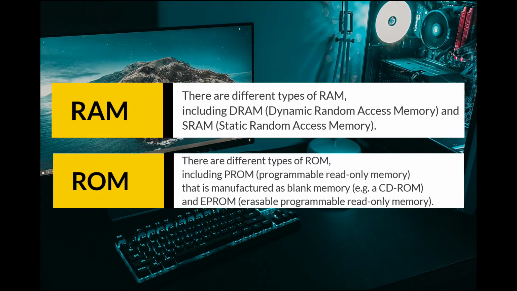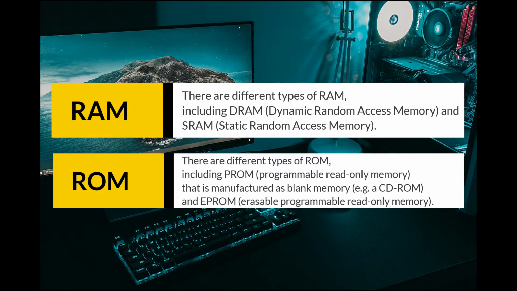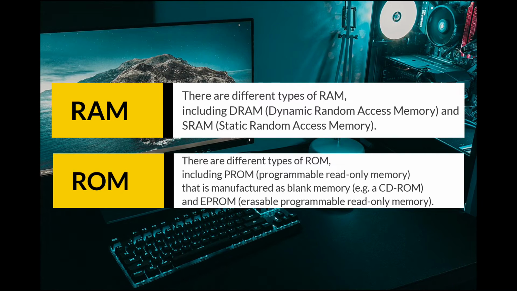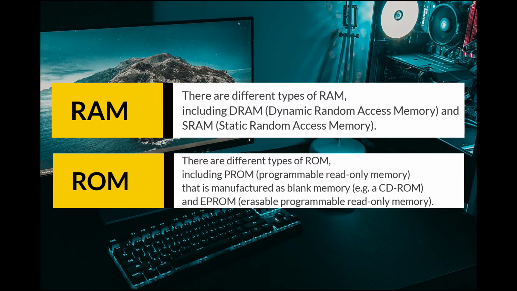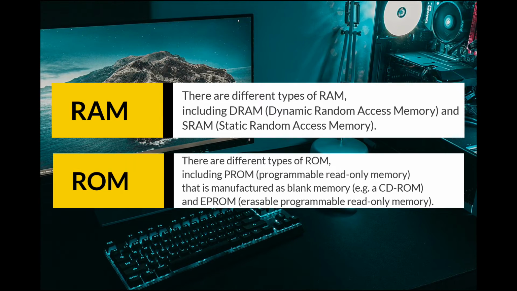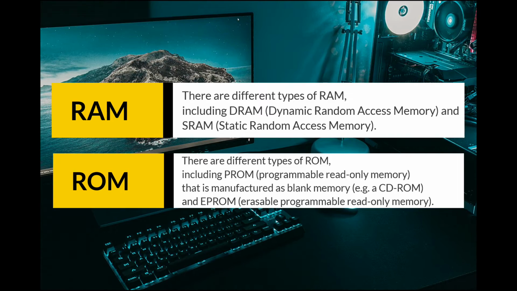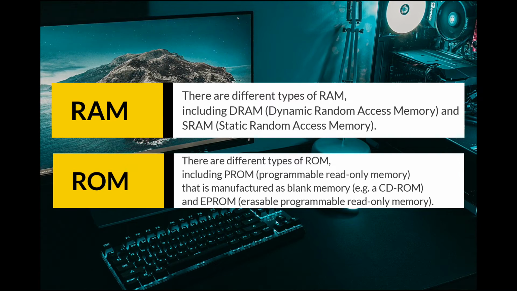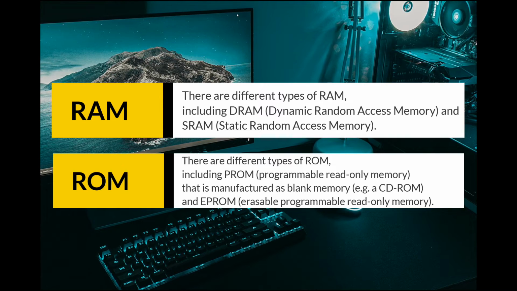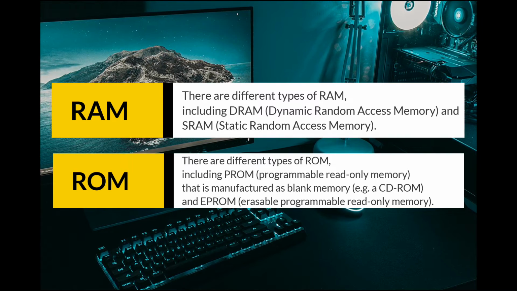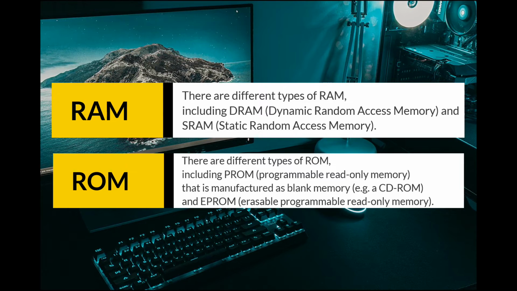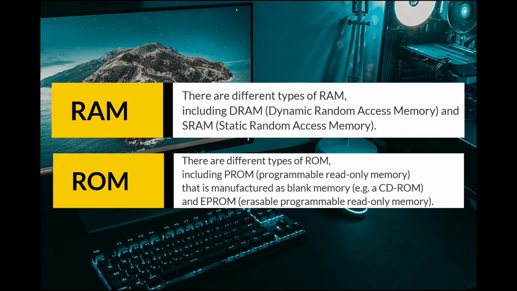There are different types of RAM available. One is dynamic random access memory and the other is static random access memory. And when you think about ROM, there are different types of ROM also available. Programmable read-only memory is one type of that, and that is manufactured as blank memory. The other type of ROM is erasable programmable read-only memory.